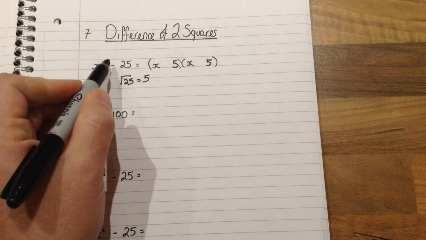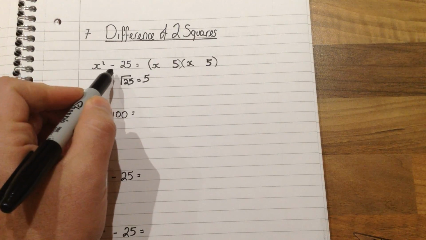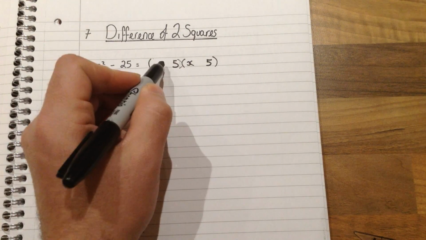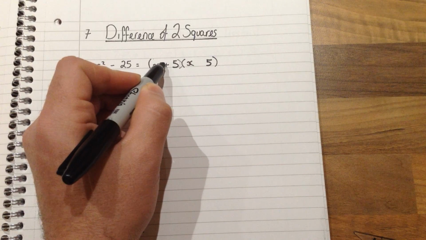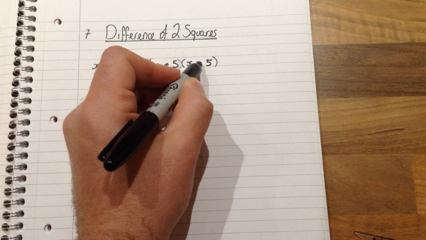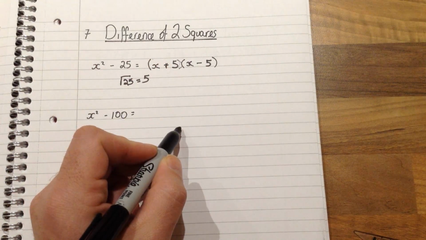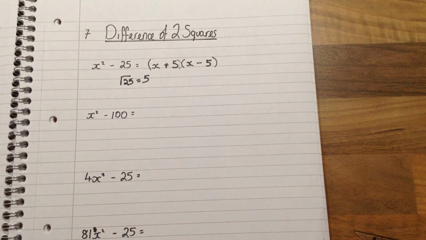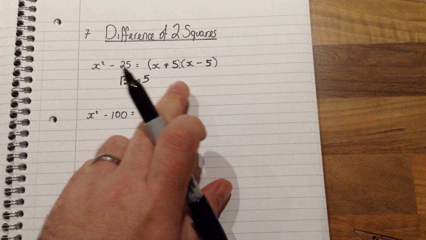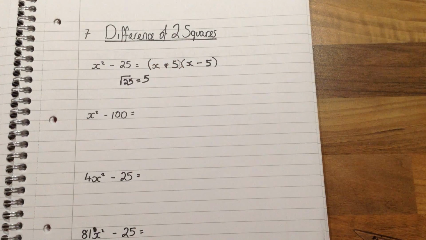But in order for there to be no x term in the middle of this, that means that one of them needs to be a plus and the other is a minus. So the x terms just cancel each other out. Now it doesn't matter which way round you put the plus and the minus, as long as you've got one of each and the numbers in the brackets are the same.